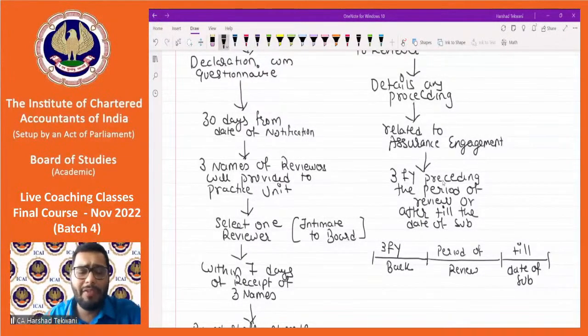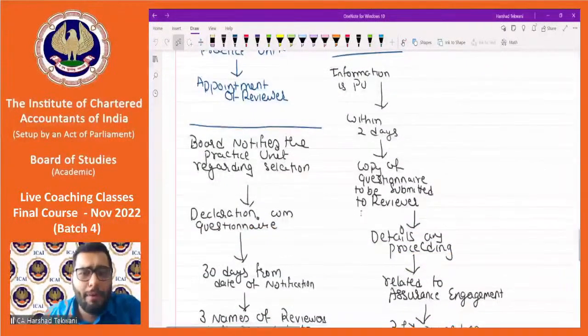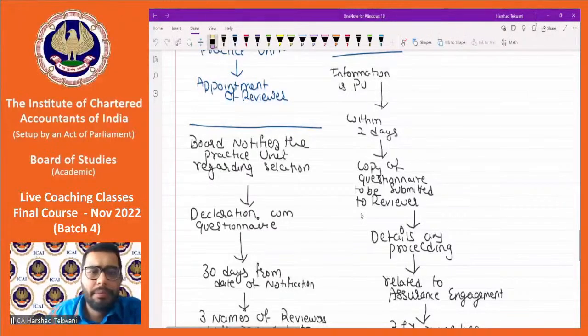And the peer review board can also share any information with the reviewer related to any UDIN that has been generated by the peer review firm or practice unit firm. So information can be submitted by the peer review board also to the reviewer. That is the information to be provided by the practice unit.